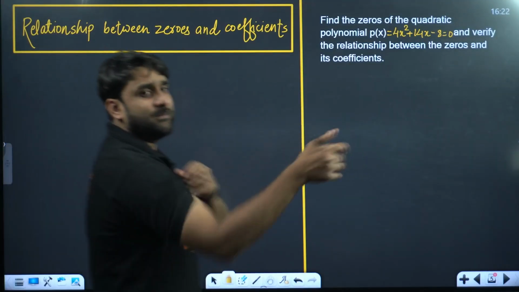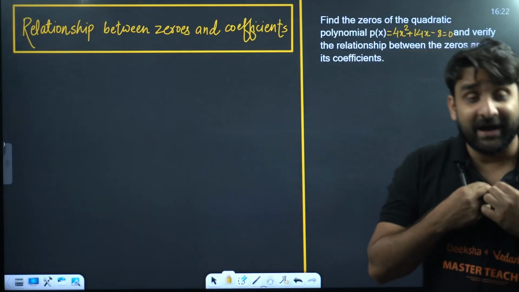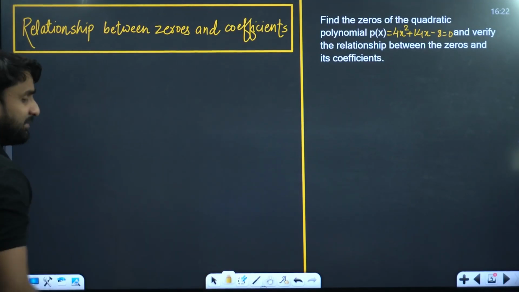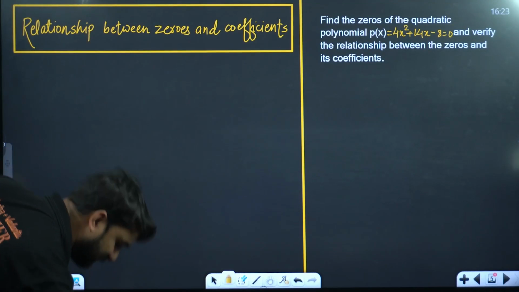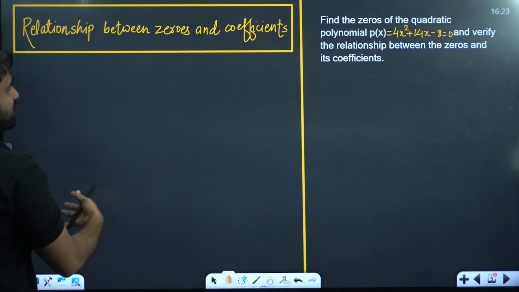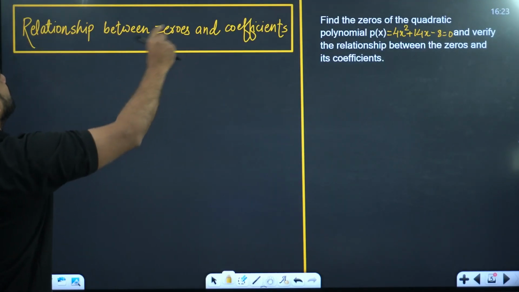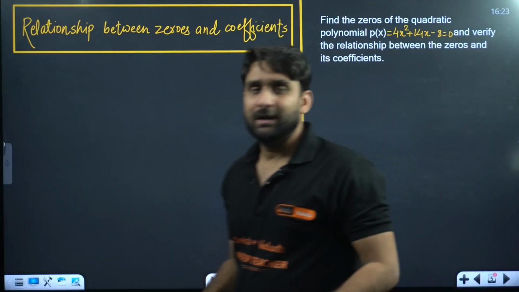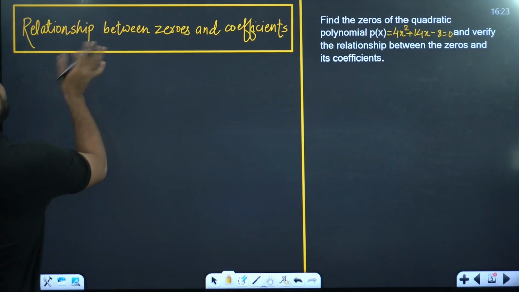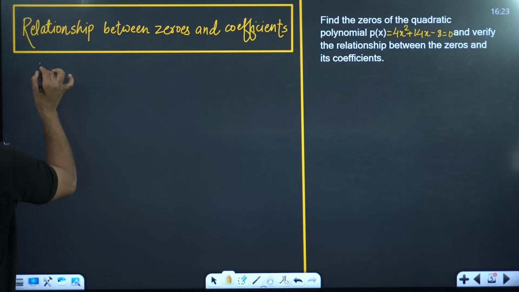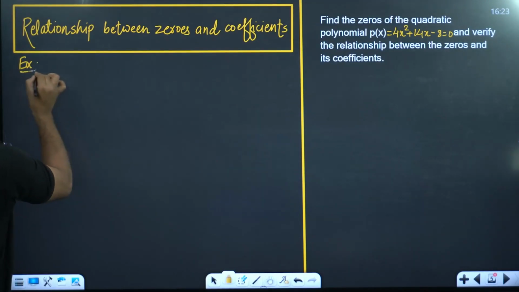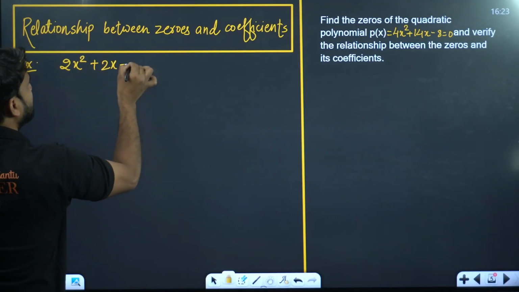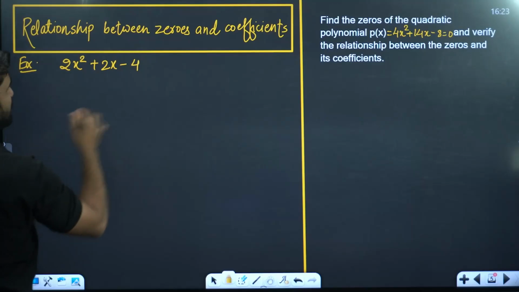Now the next topic is the relationship between zeros and coefficients. This is an interesting one. So let me show you some magical concept of quadratic equations. To make you feel confident in this particular topic, I'm taking an example. We have a quadratic equation, for example 2x square plus 2x minus 4 equals 0, the previous one, same question.